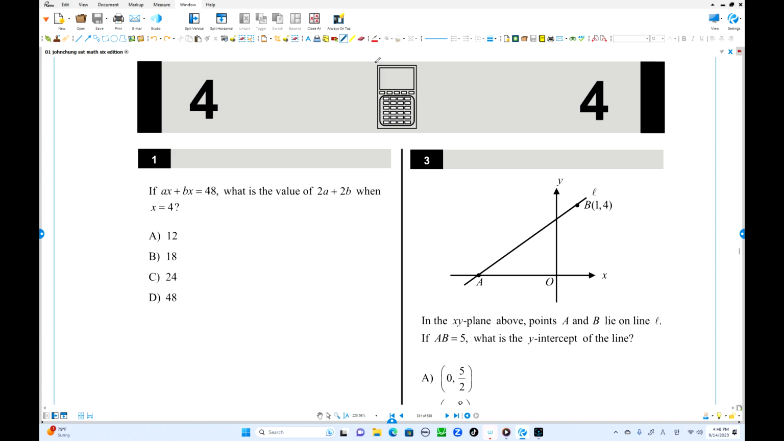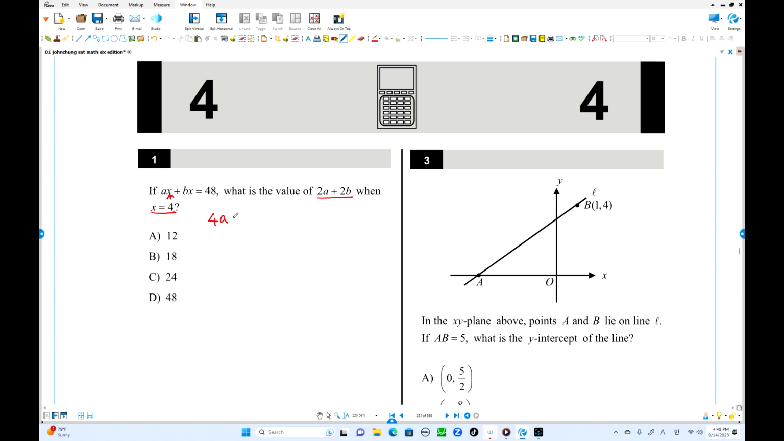I'm going to use the red color today. ax plus bx equals 48. What is the value of 2a plus 2b? Not a plus b, okay? 2a plus 2b. When x is 4, put this number there.